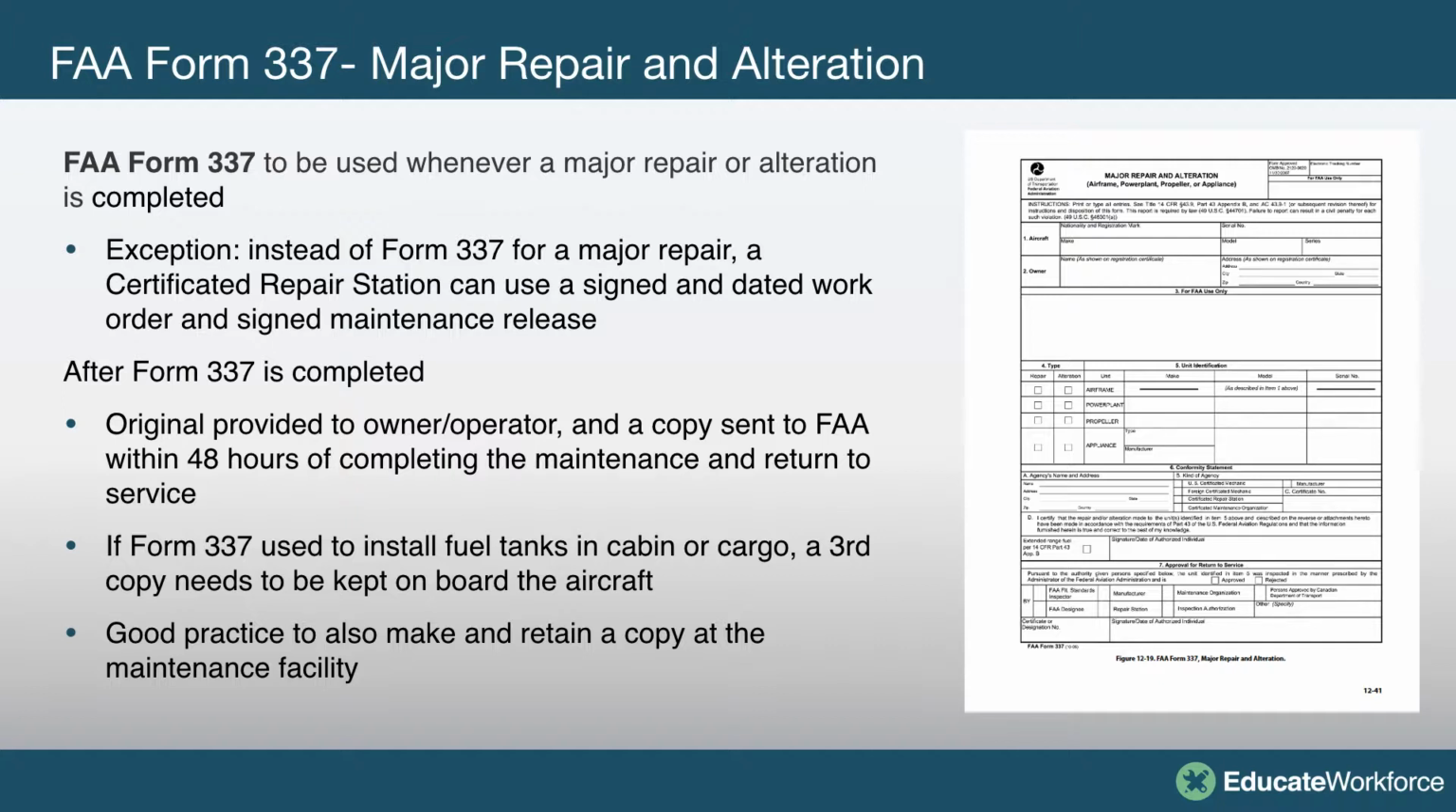After the completion of the 337, the original 337 is provided to the owner-operator. A copy is sent to the FAA within 48 hours. If we're going to install fuel tanks in a cabin or in a cargo bay, a third copy is also required, and that copy would stay on board the aircraft. It is good practice to retain a copy of these 337s for your files once the work is completed.